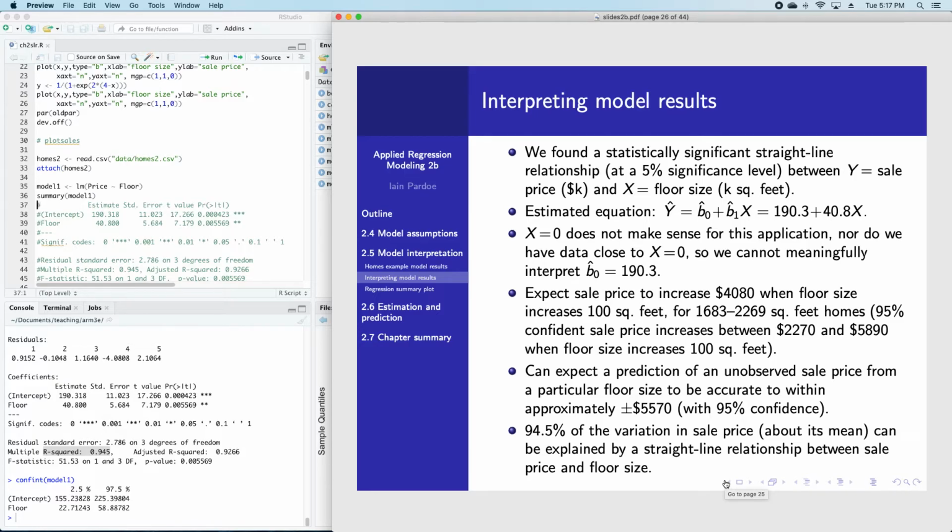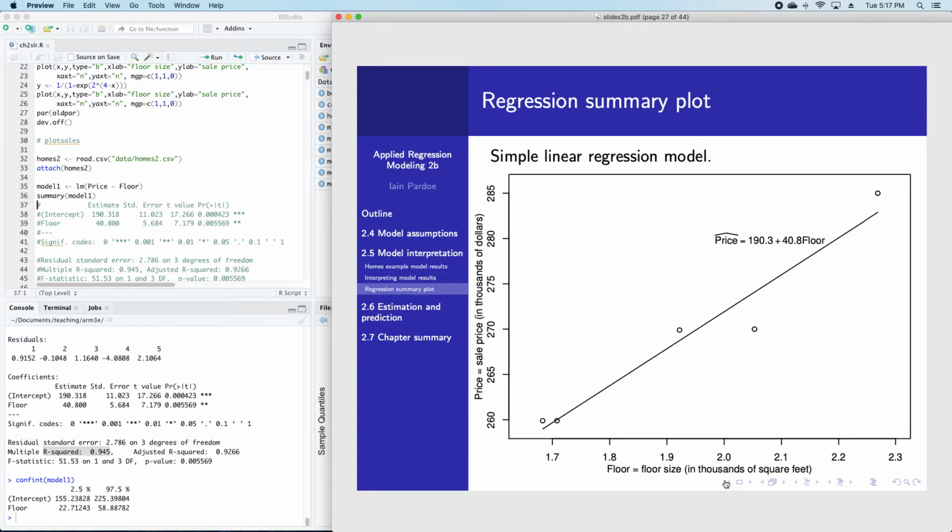And then finally, a picture's worth 1,000 words, so we can draw a picture of the results. So the most appropriate picture to draw here is a scatter plot with price on the vertical axis, floor size on the horizontal axis. The points are plotted here, the 5 different houses, and then this line is the fitted regression line. Price hat equals 190.3 plus 40.8 times floor. So this equation allows us to predict the sale price for any house based on its floor size.